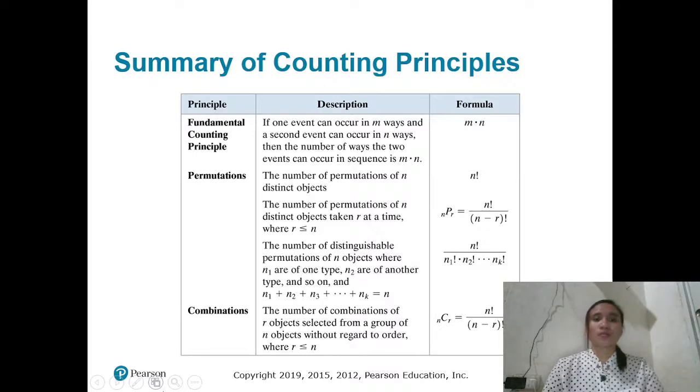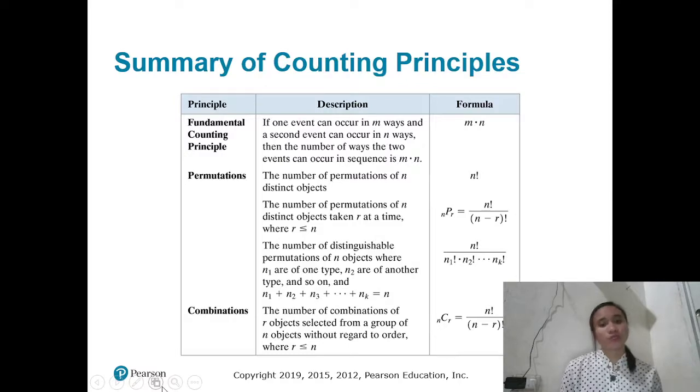The summary of counting principles. Fundamental counting principle: if one event can occur in m ways and a second event can occur in n ways, then the number of ways the two events can occur in sequence is m times n.